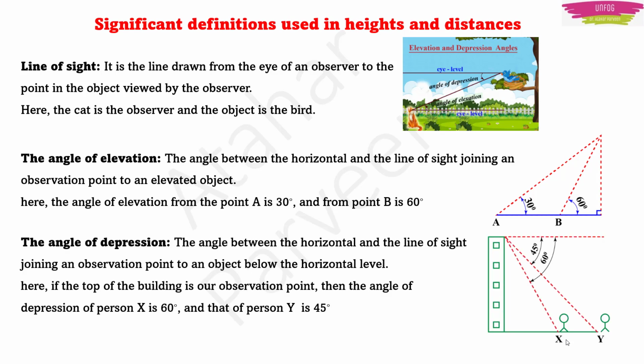Angle of depression. Depression means going towards down. Okay. Angle between the horizontal and the line of sight, joining an observation point to an object below the horizontal level.